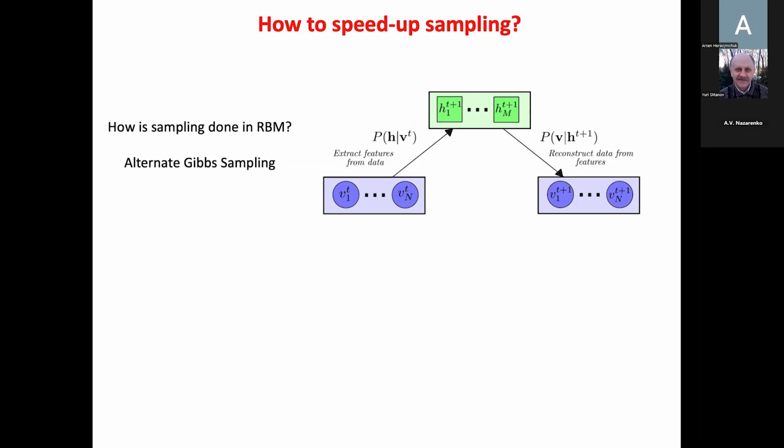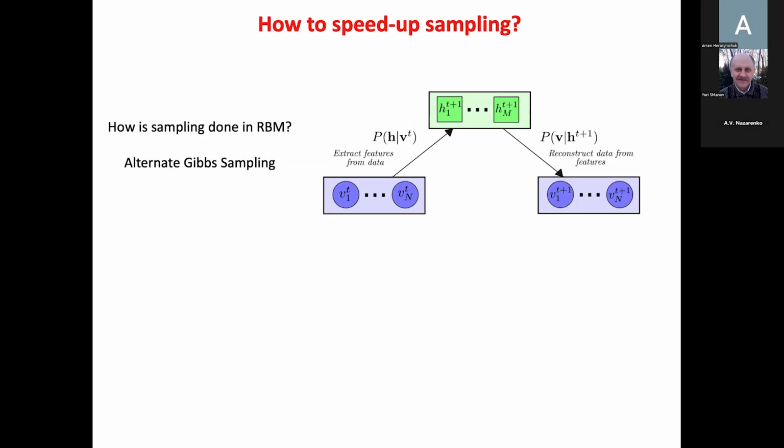The bipartite nature of the interaction graph gives you a very simple algorithm. You start from a visible configuration, which is, for instance, one data point in your data set. Since there is no interaction between the hidden units, conditioned on a visible configuration, all hidden units are independent from each other. So they are extremely easy to sample. You just sample real numbers. Once you have your latent, hidden configuration, you can sample back one visible configuration. And again, due to the bipartite nature of the graph, all visible units are independent from each other, very simple to sample. And you just repeat this process back and forth.